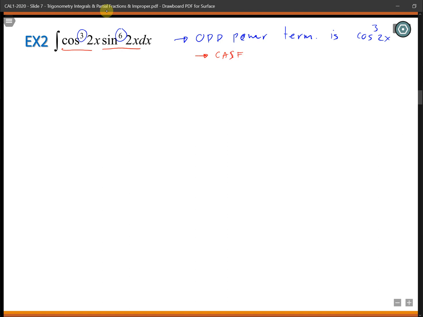Case 1, and the strategy to solve this is 3-step. Split, transform, and substitution. Alright, so we are going to focus on the one with the odd power.